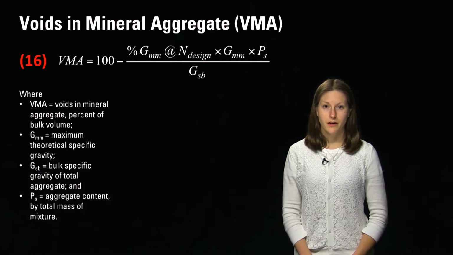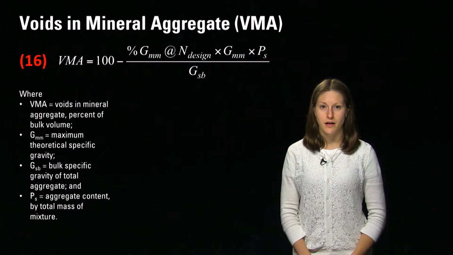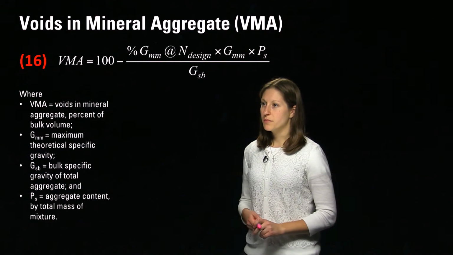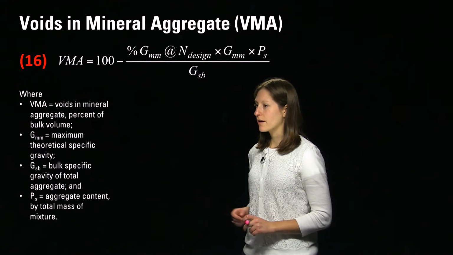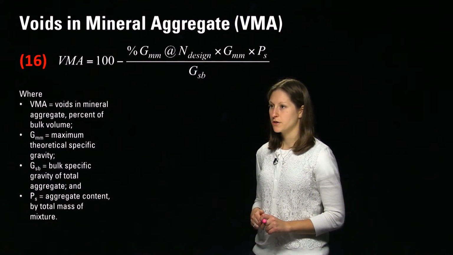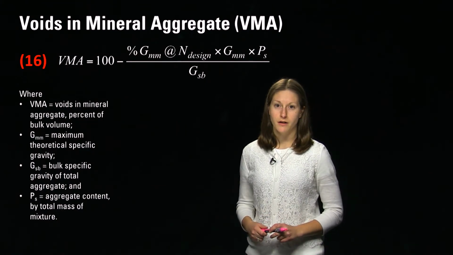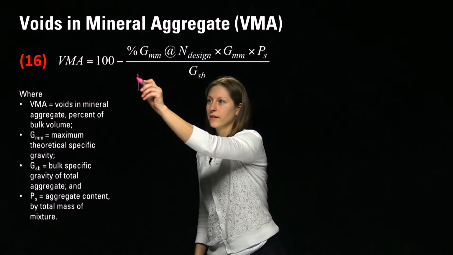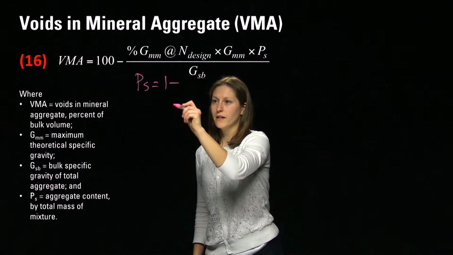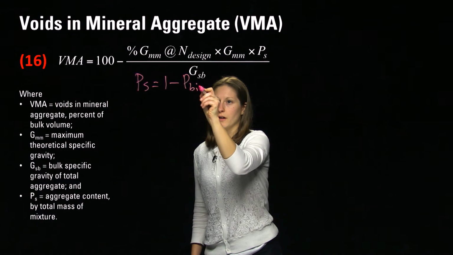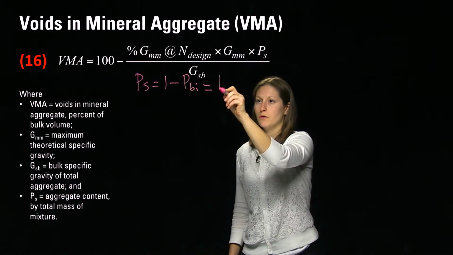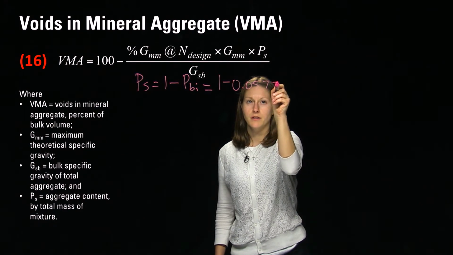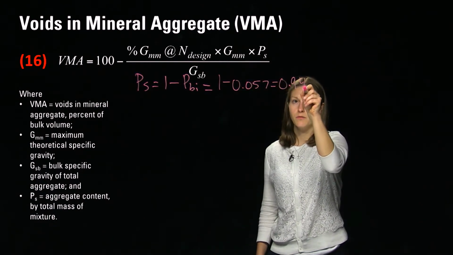Next, we will calculate our percentage of voids in mineral aggregate using equation 16. First, we need to calculate PS. PS is our aggregate content by total mass of our mixture. Recall that our trial binder content was 5.7%. Therefore, our PS is going to be 1 minus our trial asphalt content, which is equal to 1 minus 0.057, which gives us 0.943.